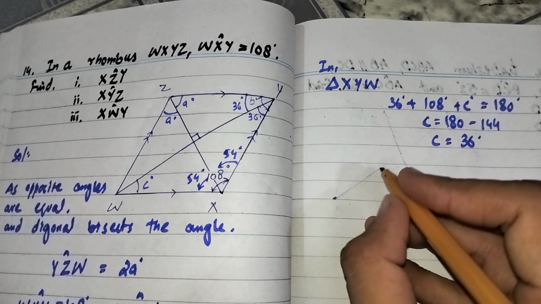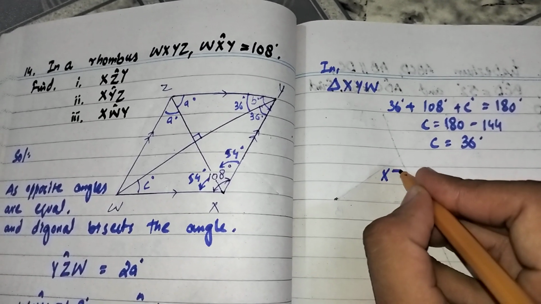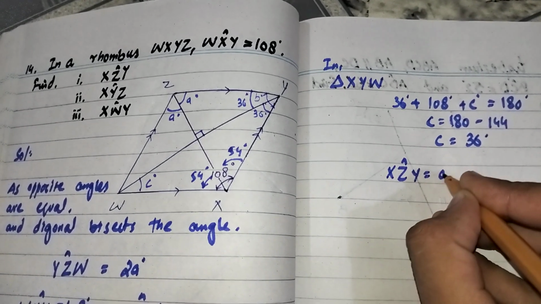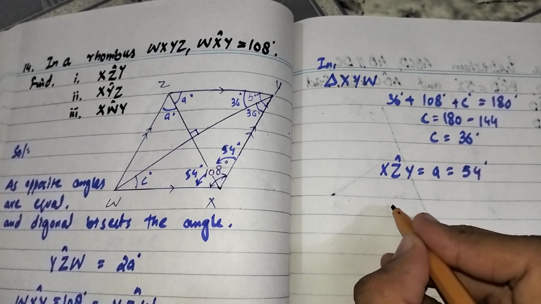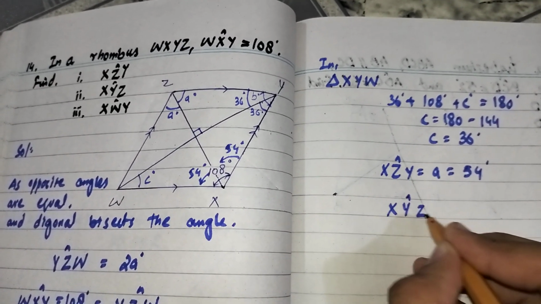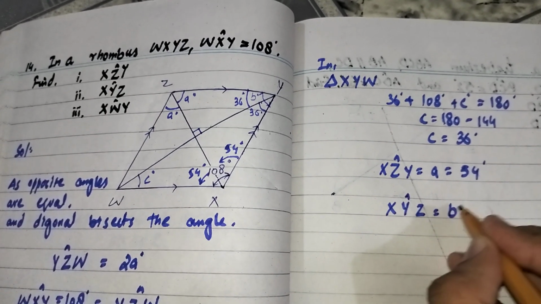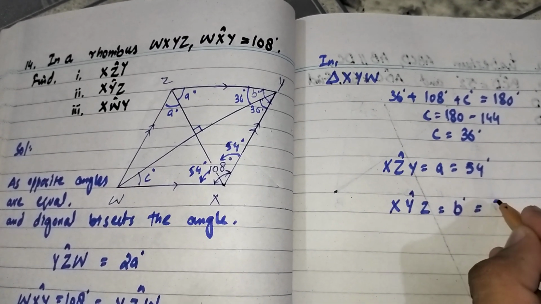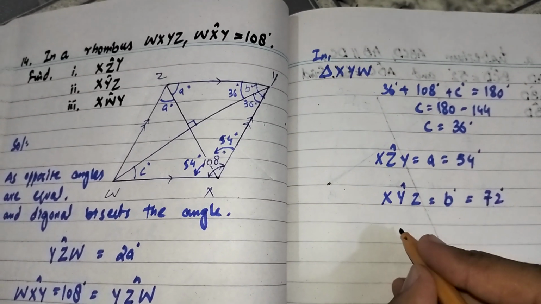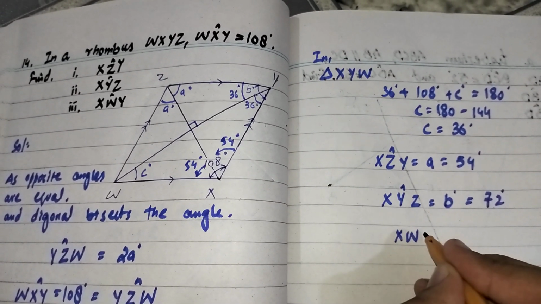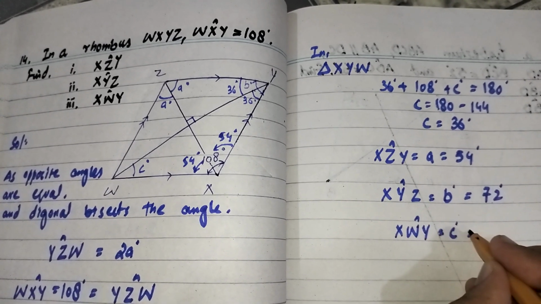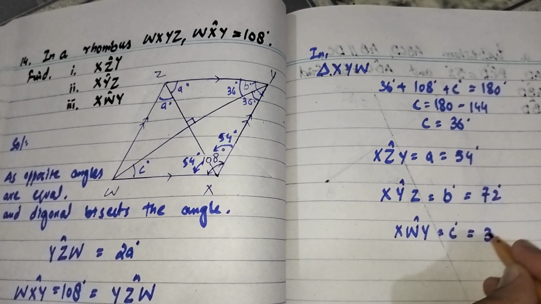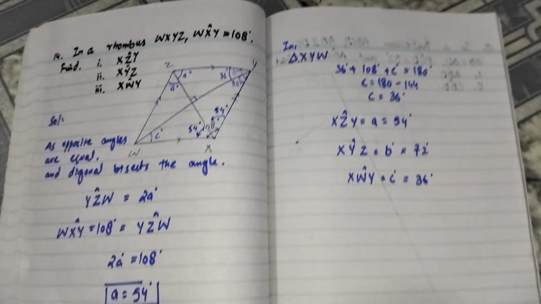So the first angle which we have to find, XZY, is denoted by A and it is 54 degrees. The second, XYZ, the central angle, we have named B, which is 72 degrees. And the third, XWY, we have named C and it is 36 degrees. So this is question number 14.